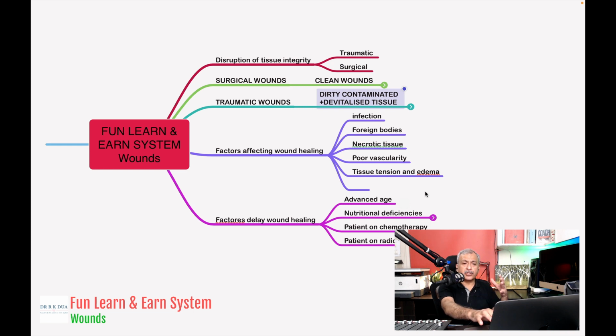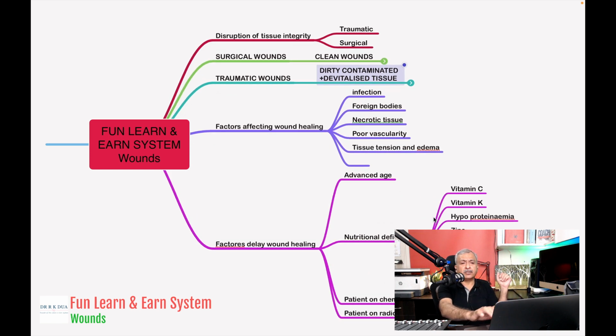Then come the nutritional deficiencies. All those elements and structures, such as protein, which are required in the deposition of collagen and regeneration of the capillaries, if they are not present in good amounts, will also cause decreased wound healing. So what are those?